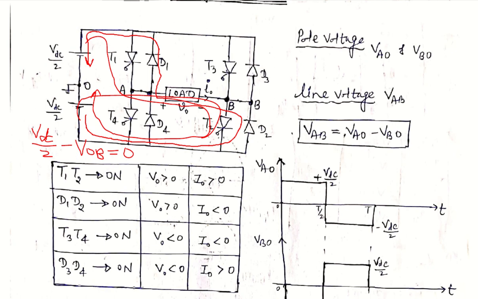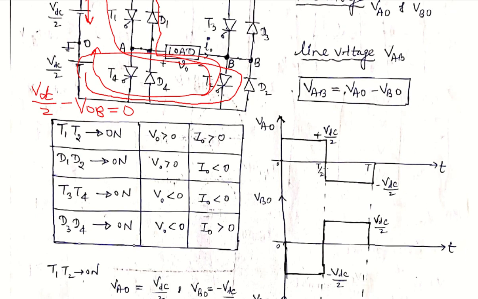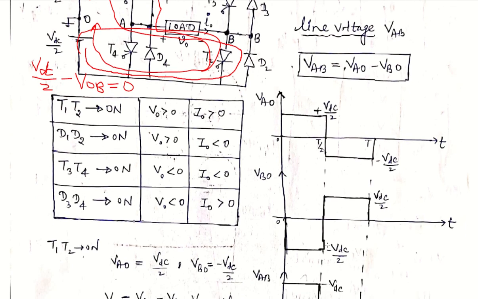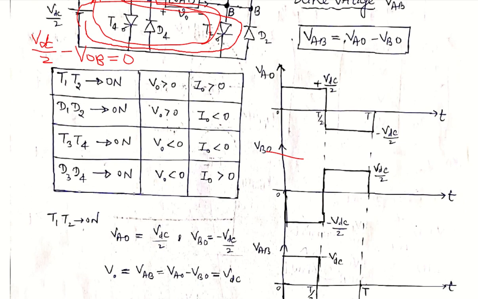So in the waveform for 0 to T by 2, it is plus VDC by 2. But in case of VBO, it is minus VDC by 2. So we will draw the waveform for the negative part, minus VDC by 2, in case of VBO, which is a pole voltage. And similarly, after T by 2, it is minus VDC by 2 here, but it is plus VDC by 2 there. So in this way, the conduction of the devices is there, and according to which the voltage waveforms are drawn.